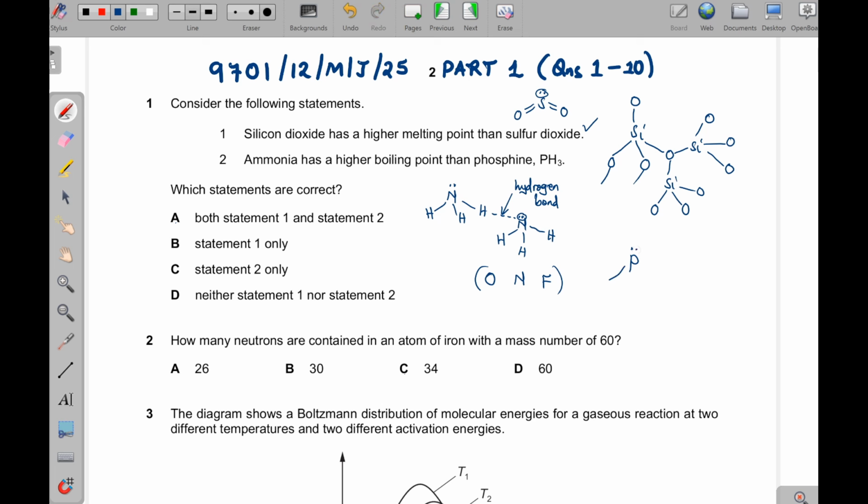what? It also has the same structure. They are in the same group, so 5 electrons in the outermost. But this one doesn't form what? Hydrogen bonding. It's not amongst these 3. So even this one is correct. Now they are saying which statements are correct. Then I have to look for 1 and 2. So both 1 and 2. That is A. And then question number 2.